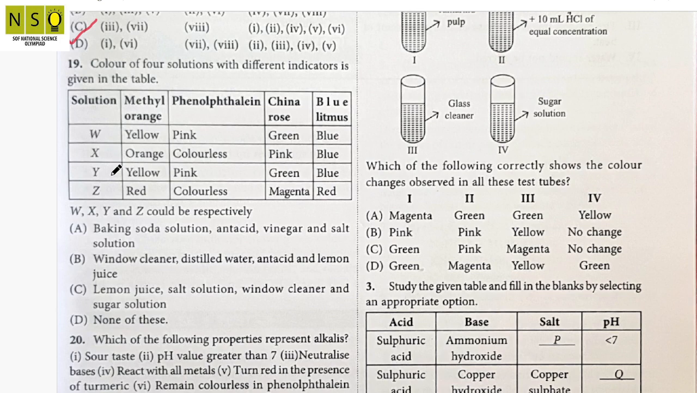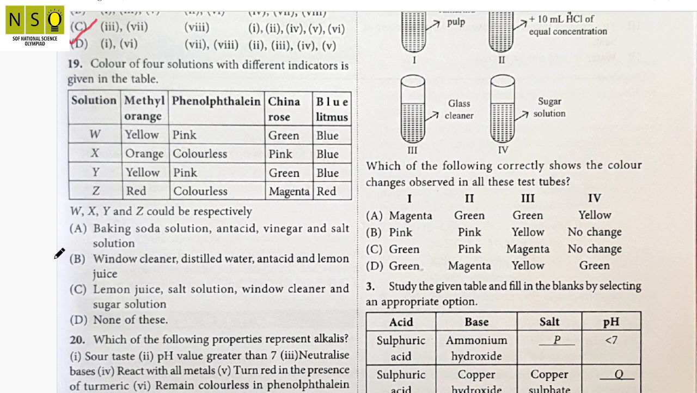Okay, and Y will be methyl orange yellow, phenolphthalein pink, China rose green, blue litmus blue. So what will Y be? It will be basic. And what will Z be? Z becomes red with methyl orange, colorless with phenolphthalein, magenta with China rose, and blue litmus turns red. So it shows that the nature of Z will be acidic.